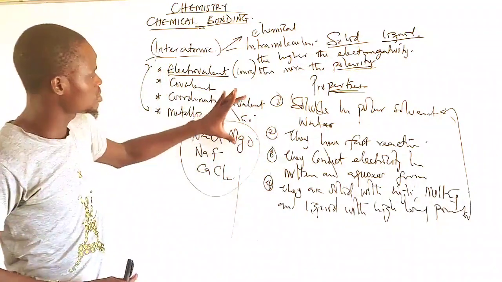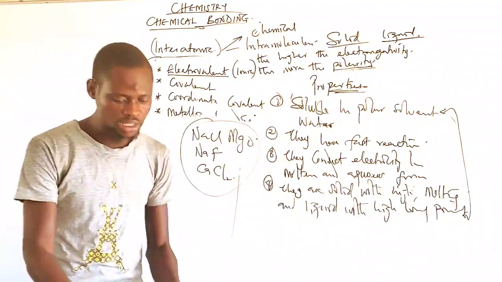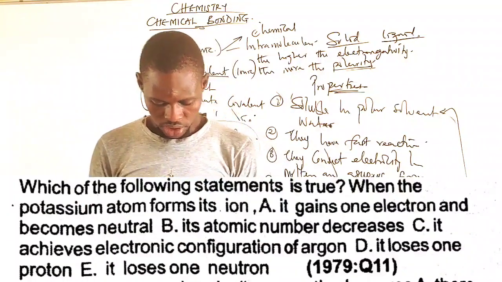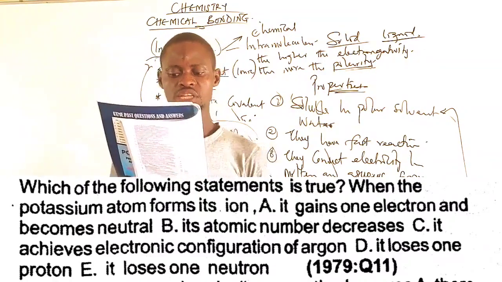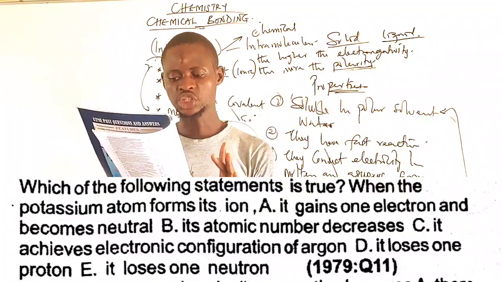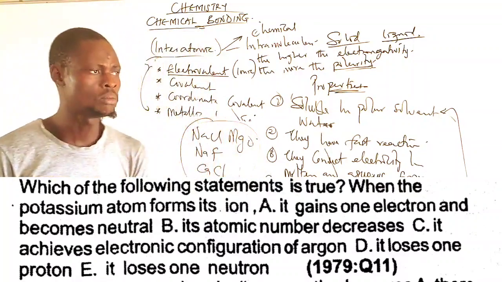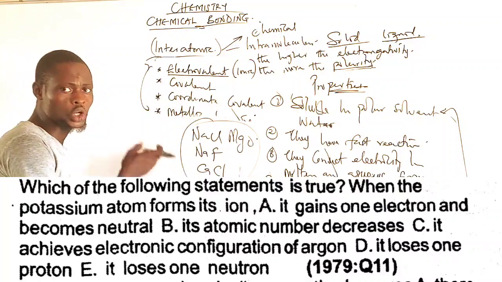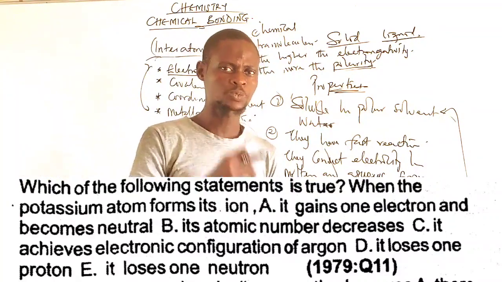Now, what is the question that is being set under this electrovalent bond in JAM? Let's take a look at this question. Look at this question. It says, which of the following statements is true when the potassium atom forms its ion? Don't forget that I said, when any of these metals in group 1 lose an electron, they form their ion. Now, what should we expect about that?